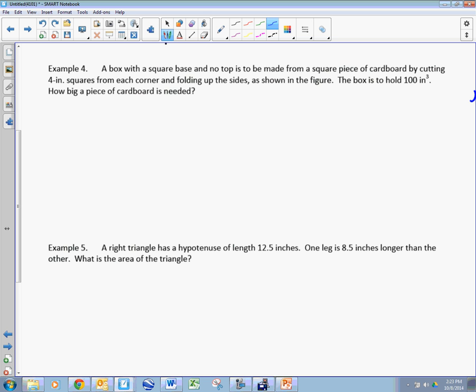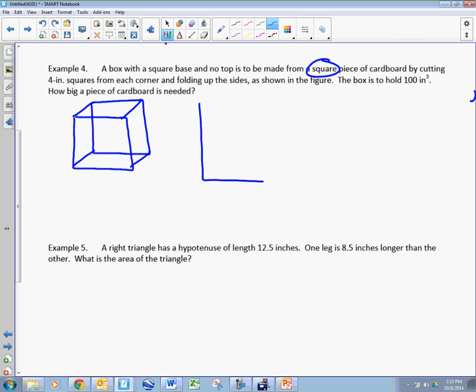Okay, here we go. A box with a square base and no top is to be made from a square piece of cardboard. Let me make my drawing. There's my square piece of cardboard. I'm going to cut 4-inch squares from each corner and fold up the sides.